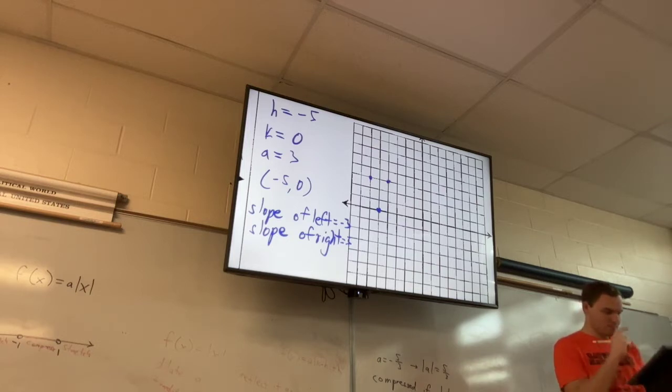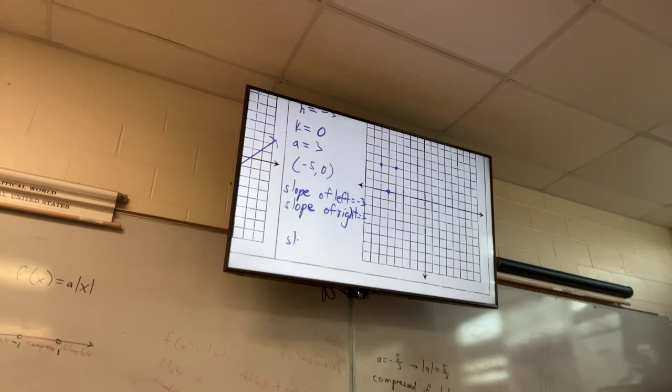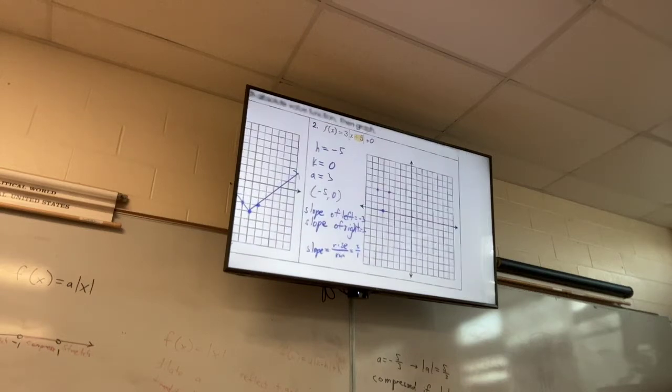Why would you go 1? Why would you go 3? So slope is rise over run. So if that's equal to 3, or 3 over 1, that means I go up 3 and then I run, or I go over 1, right? Cool, and then I want to connect my dots.